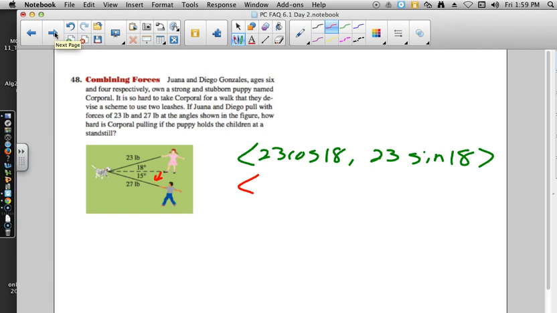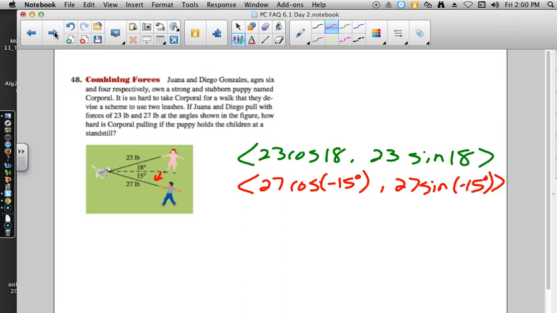That's a negative 15. So 23 cosine of, oops, not 23, Diego is 27. 27 cosine of a negative 15 degrees. I better make my negative a little bit bigger, since that's probably where somebody messed up on this one. And then 27 sine of negative 15 degrees. So what do we get?